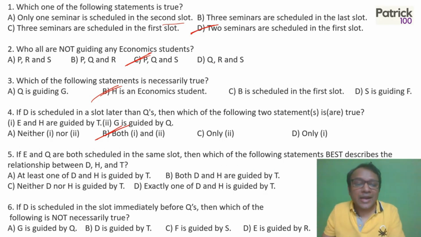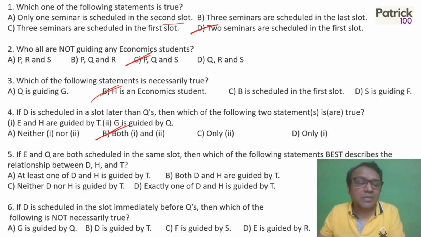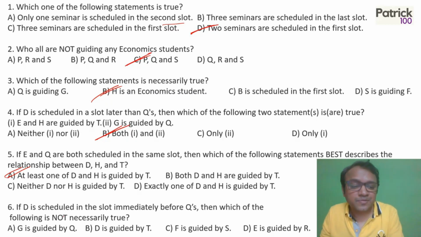Right? Then at least one of D and H is guided by T. At least one of D and H, yeah, definitely. That's anyway one of D and H will be guided by T. So if you look at the second case, both D and H are guided by T. In the first case, only one of D and H will be guided by T. When E is with T, then one of D and H will be guided by T for sure. So yes, at least one of D and H will be guided by T. Option A is true. Both we cannot say. Neither is definitely wrong. Exactly one also is wrong. So based on the case, it can be one or it can be both. Two cases possible. So from that we get answer A.